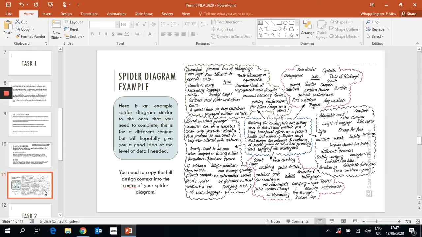Okay. So that context, I've started with who. So who would be related to that context? So countryside, who goes out and uses the countryside and accesses nature and wildlife? So I've got cyclists, Duke of Edinburgh participants, scouts, guides, campers, walkers, hikers, rock climbers, photographers, young children, bird watchers, animal enthusiasts, dog walkers, joggers, families, okay? So basically, as many different people as I can think of that would have anything to do with that context.